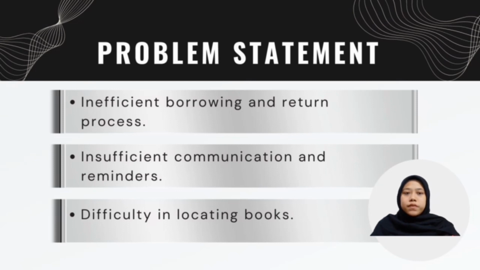Last but not least, difficulty in locating books. In UiTM Arau, there are two libraries that store the books and other facilities used by students and staff. Sometimes students will go to the wrong building when they want to search for the books they want to borrow, because they are confused about the location of the books.